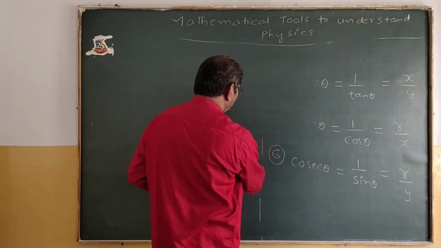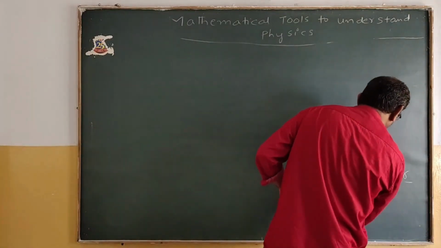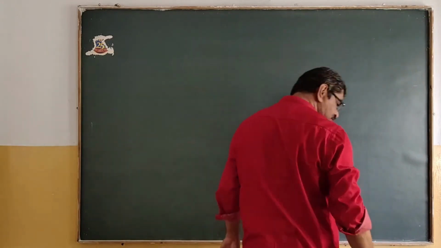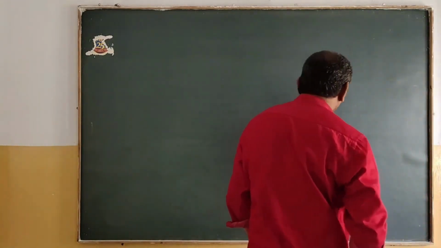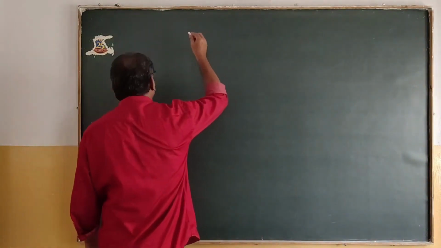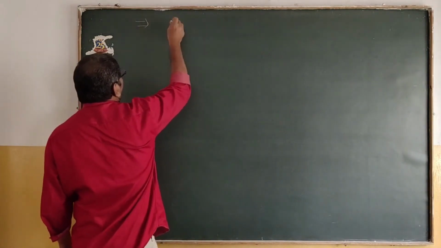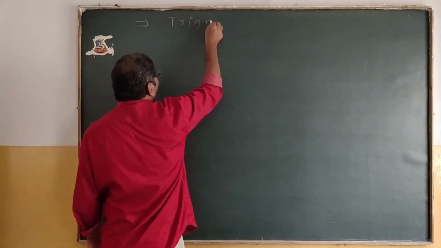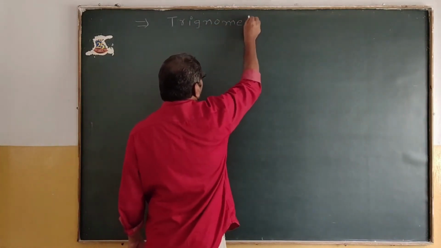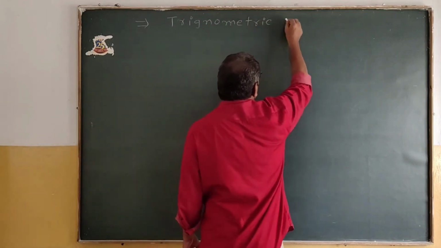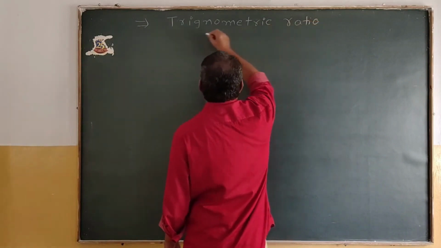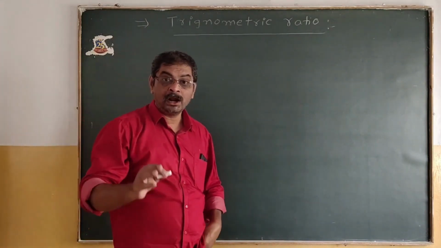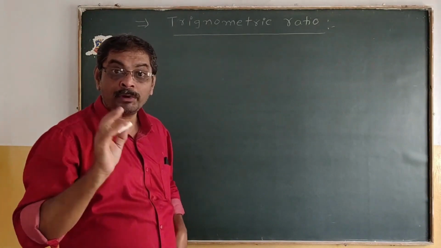Similarly, the next important thing is generally called the trigonometric ratio. Let us see the second fundamental thing, the trigonometric ratio.